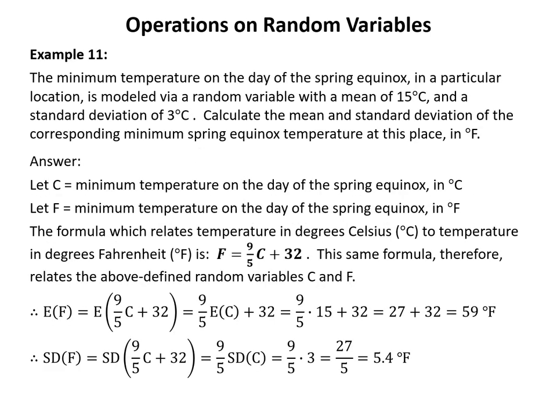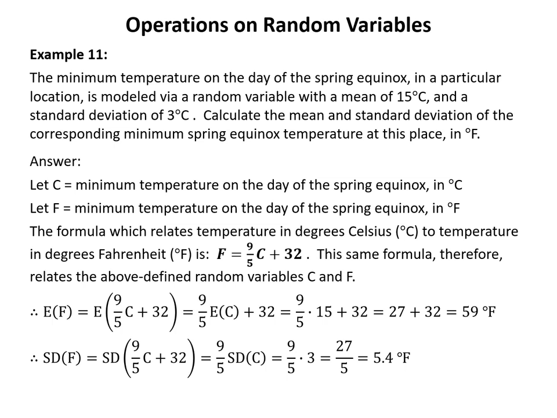In example 11, the minimum temperature on the day of the spring equinox in a particular location is modeled via a random variable with a mean of 15 degrees Celsius and a standard deviation of 3 degrees Celsius. And we're asked to calculate the mean and standard deviation of the corresponding minimum spring equinox temperature at this same place in degrees Fahrenheit. So we start our answer by defining a couple of random variables here. C is the minimum temperature on the day of the spring equinox in degrees Celsius, and F is the same thing measured in degrees Fahrenheit.